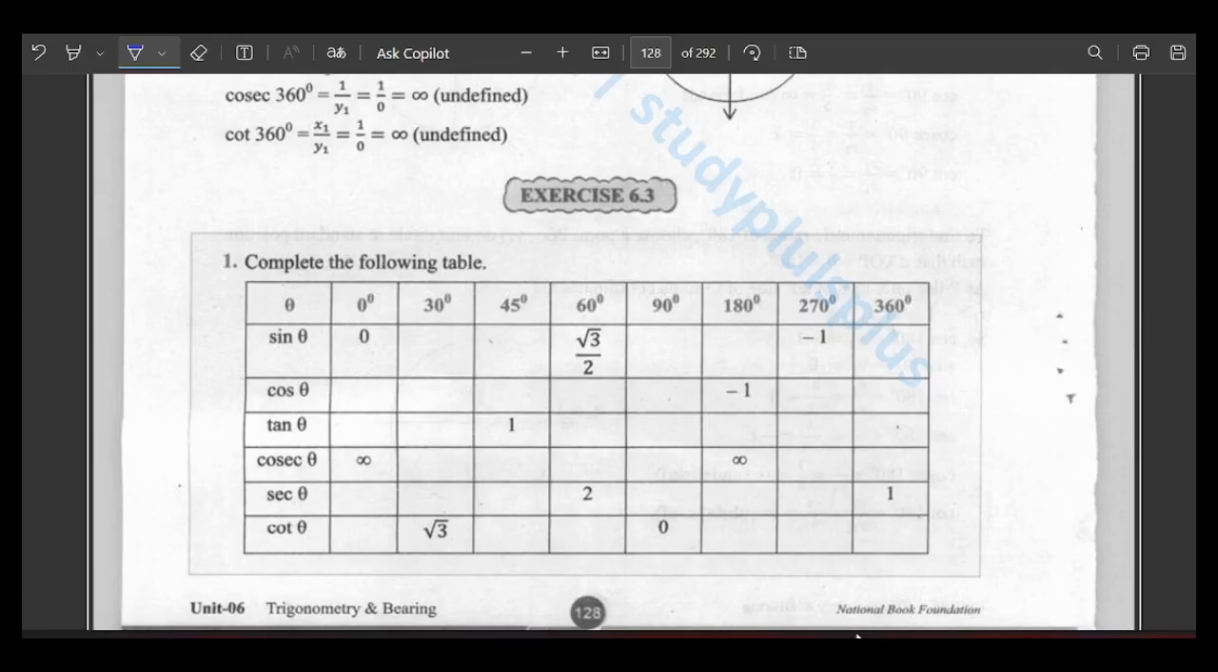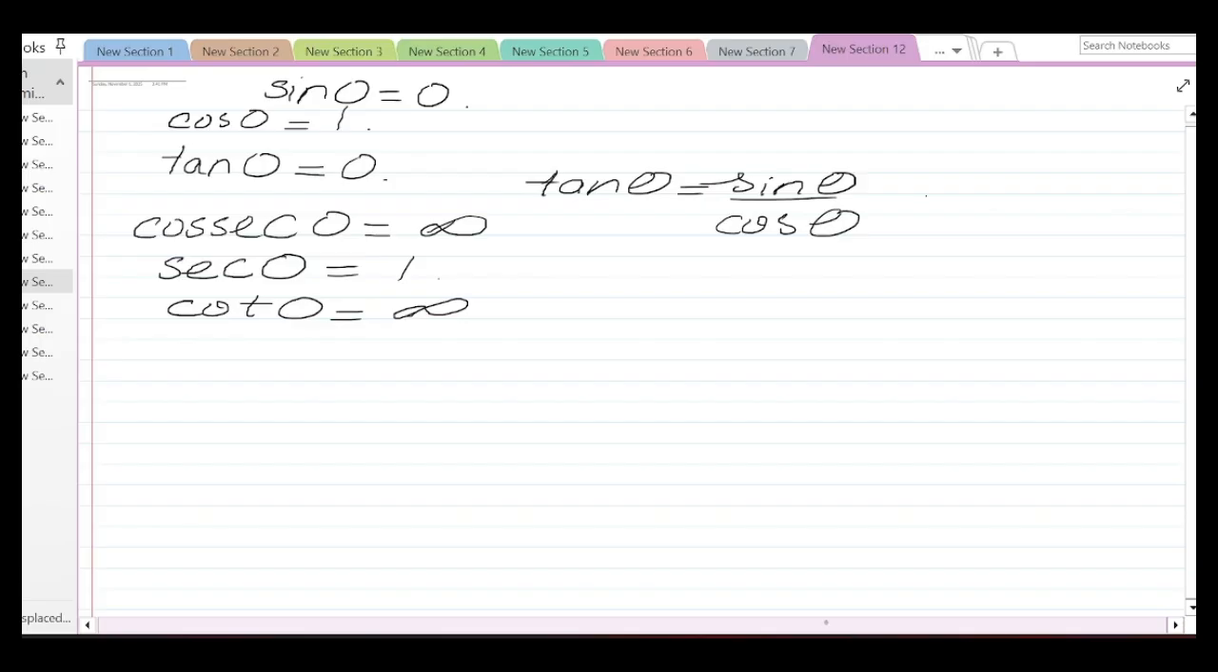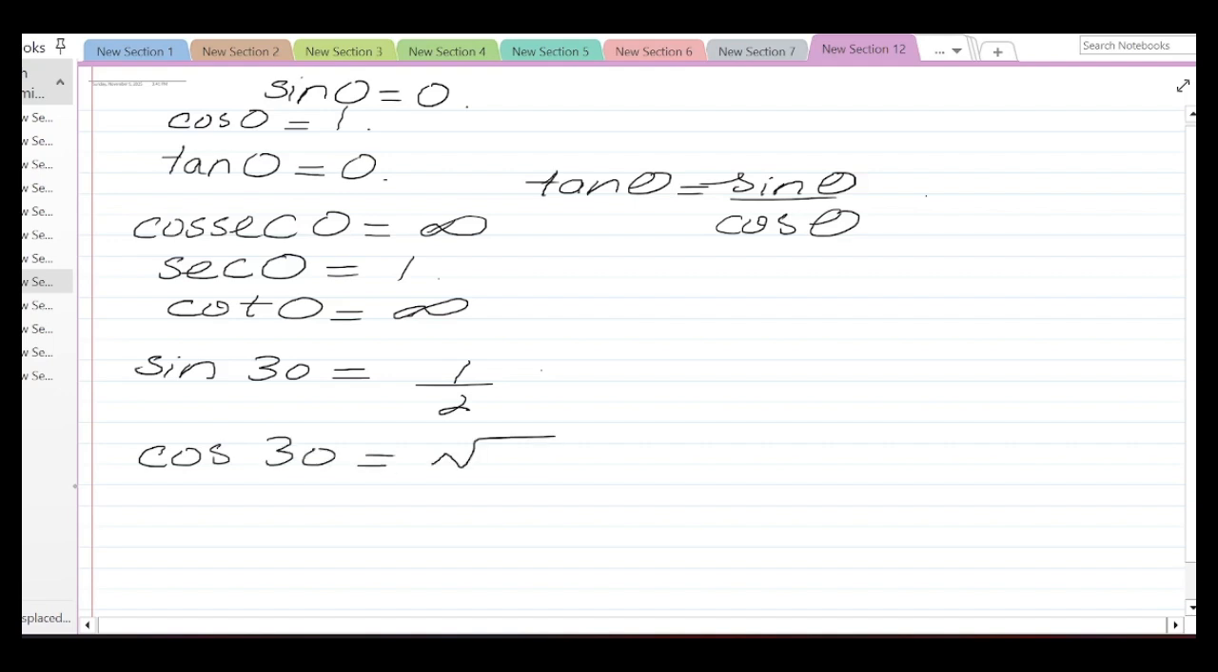Now we need to find the sine of 30. What is the sine of 30? We can say that the sine of 30 is equal to 1 by 2. And then what is the cos of 30? The cos of 30 will be equal to under root 3 by 2. Then what is the tangent? Tangent means sine divided by cos. So tan 30 will be equal to 1 over under root 3.